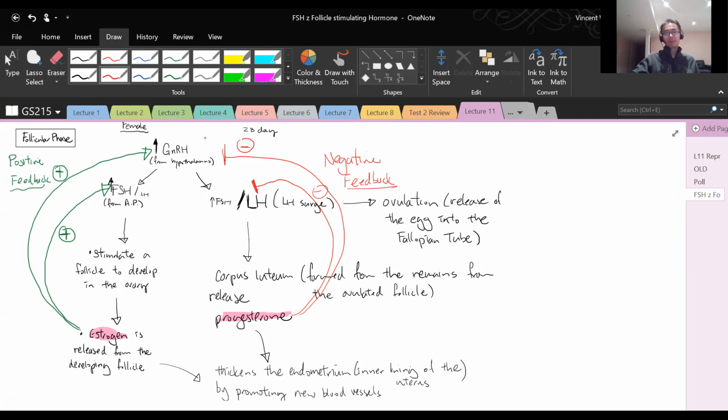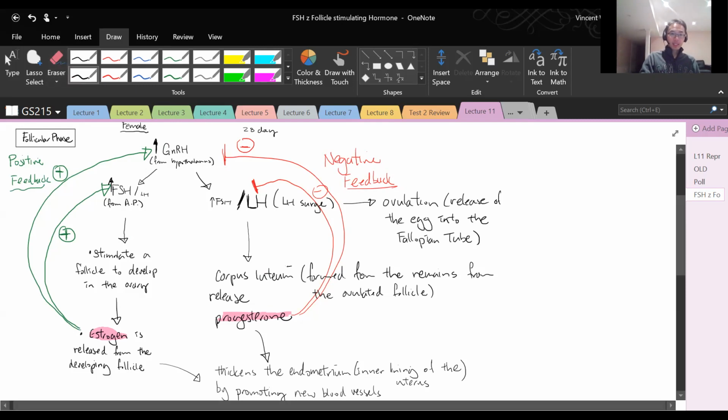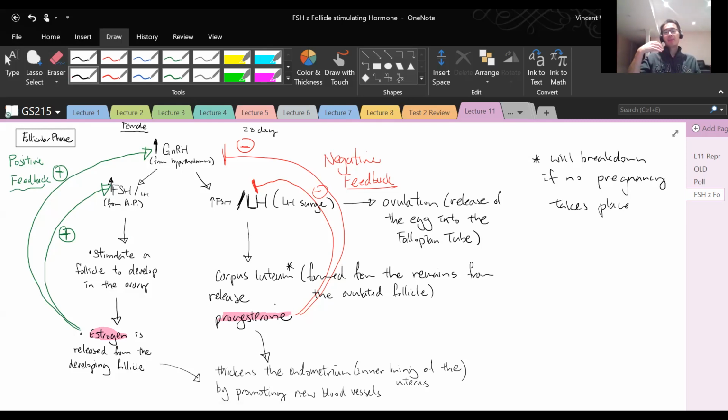developed. Okay. Now, corpus luteum, this thing here, right, will break down if no pregnancy happens. If no pregnancy takes place. Okay. So it will break down in about 14 days. And here is what's going to happen. When the corpus luteum breaks down, the progesterone level will drop.